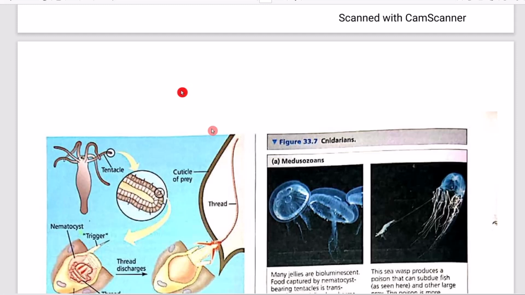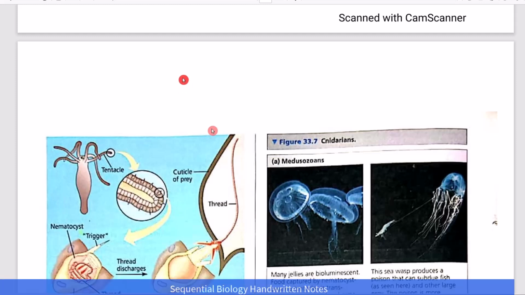We were talking about different phyla of the animal kingdom. In the previous class, we discussed phylum Porifera and their classification from my handwritten notes. In this video, we will discuss phylum Cnidaria and its classification. Cnidaria is also another important lower non-chordate group.